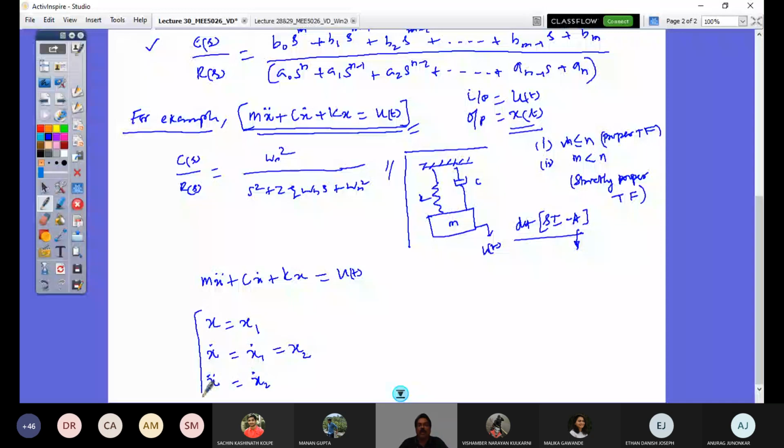So my output I am representing as x1, which is one of the state variables, and x2 is the second state variable. I am going to use x1 and x2 as two state variables and represent my second order system by two single order system equations. That's all.